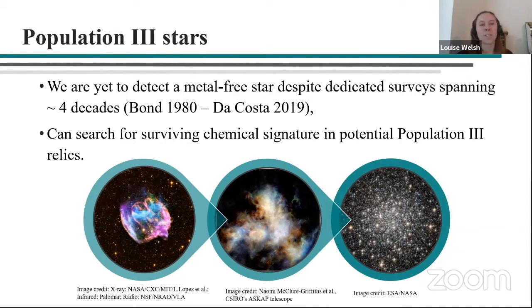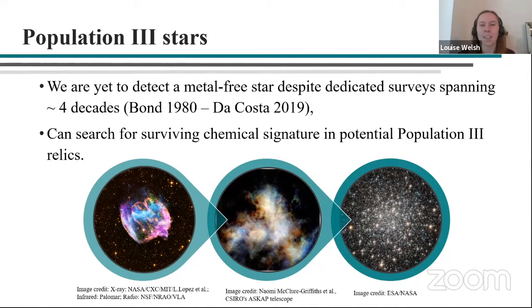So if you imagine in this flow chart, there's a massive metal-free star in the early universe undergoing core collapse supernovae, and it's going to enrich its environment with the first instances of metals. And these metals will migrate to the now chemically near pristine gas, and then this gas will cool and collapse and form the second generation of stars we see in the halo of the Milky Way.